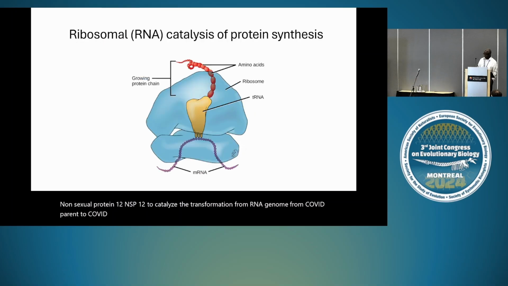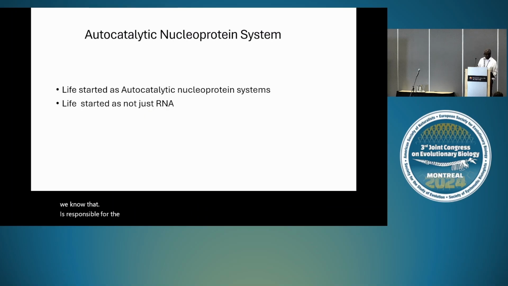And the same thing for proteins in the ribosome, which is the translation from the messenger RNA, is always catalyzed by the ribosomal RNA. We know the ribosome is constituted by protein and RNA, but it's the RNA component, as we know, that is responsible for the catalysis. So in other words, life started as an autocatalytic nucleoprotein system, not just as RNA.